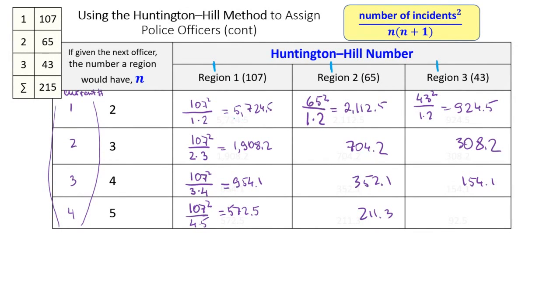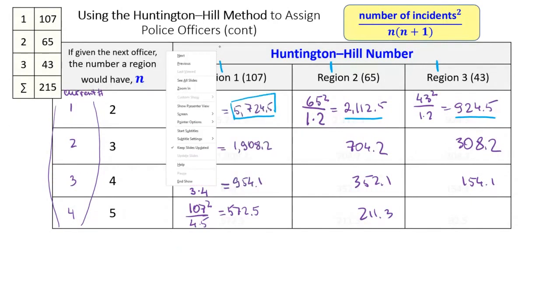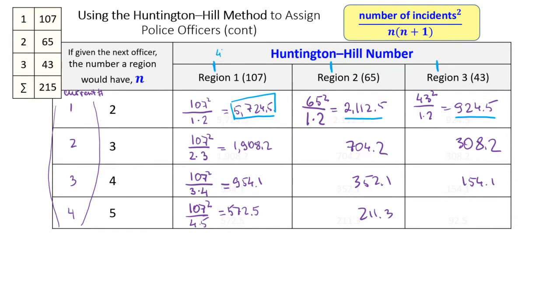We have 5724, 2112, 924. That is 5,000, 2,000, and less than 1,000. 5,000 is definitely greater than the other two numbers. It means the 4th representative goes to region 1. And we cross out the number from the table.